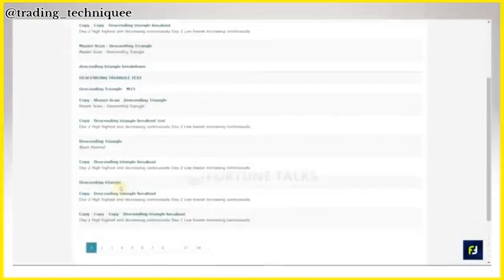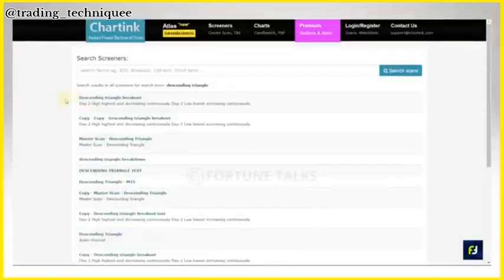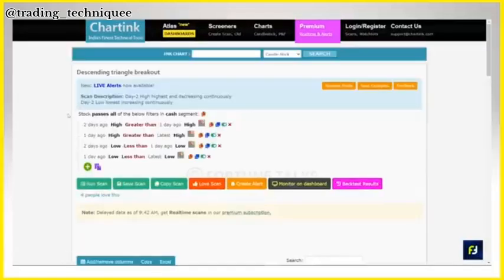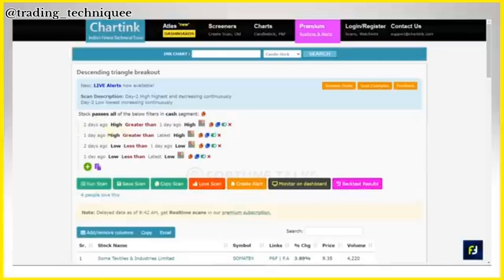Now which one to select? Usually the ones shown at the start of the results are the most loved scans. So always try to stick with the first top 10 scans. For now, let me just click on the first result and it will take me to another page where I can see the logic written in a simple and understandable manner.